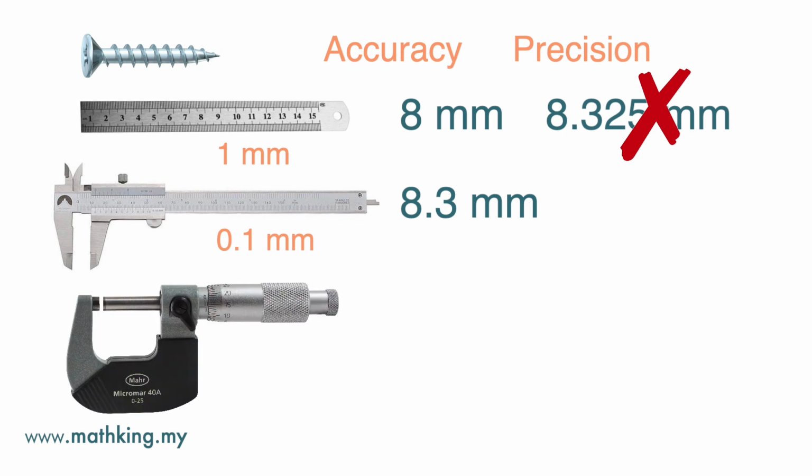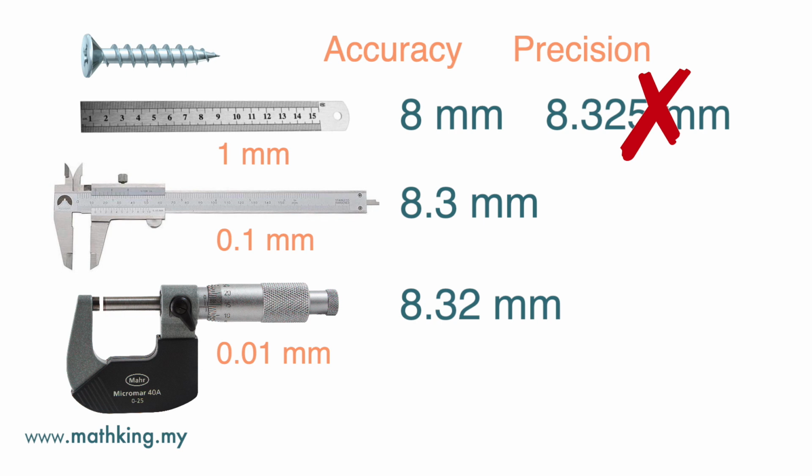Now, if I use a micrometer, or sometimes known as a micrometer screw gauge, the micrometer can give me measurement accurate to 0.01 mm. It is an even more precise instrument. So I may get a measurement of 8.32 mm. The measurement of 8.32 has three significant figures, and this shows or indicates that it is an even more precise measurement.